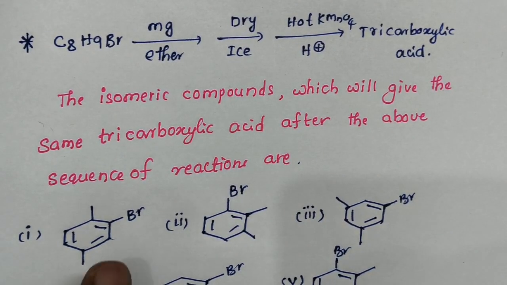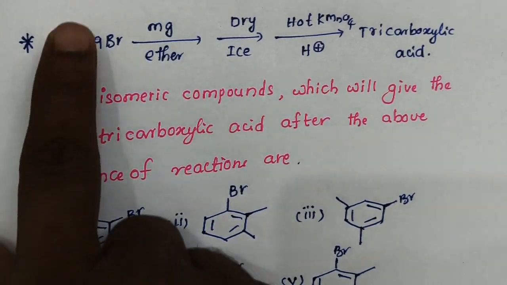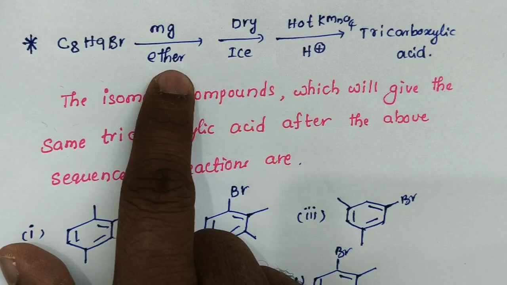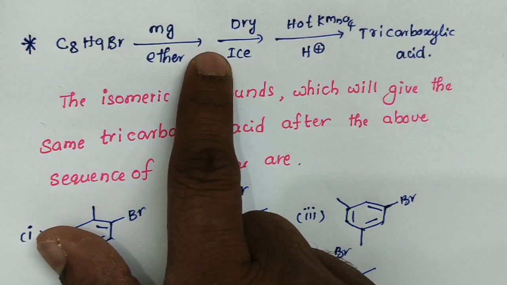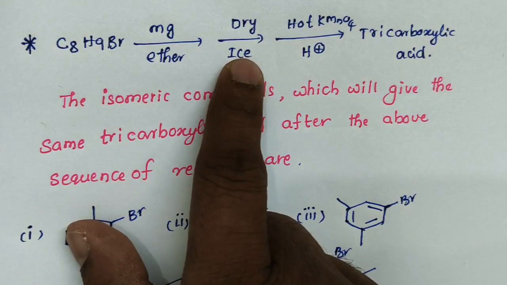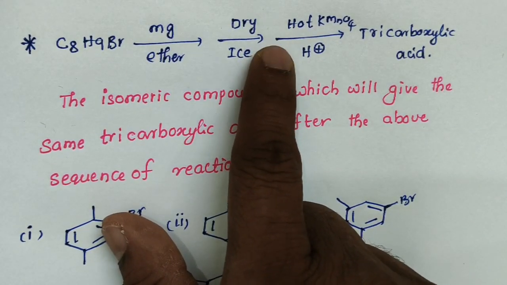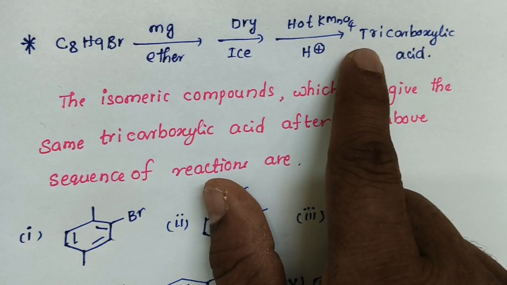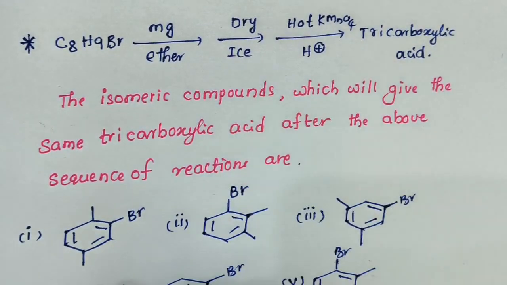This one is the question. In this given question, C8H9Br in the presence of magnesium and ether gives some compound X, which is unknown. Afterwards, it reacts with dry ice and gives Y. Then Y, in the presence of hot KMnO4 in acidic medium, gives a tricarboxylic acid. This is the sequence of reactions.